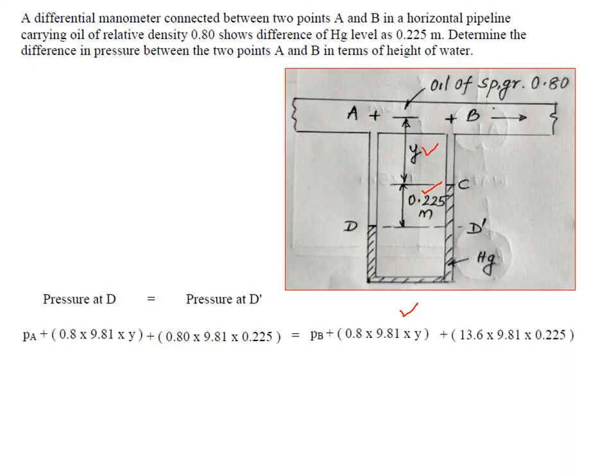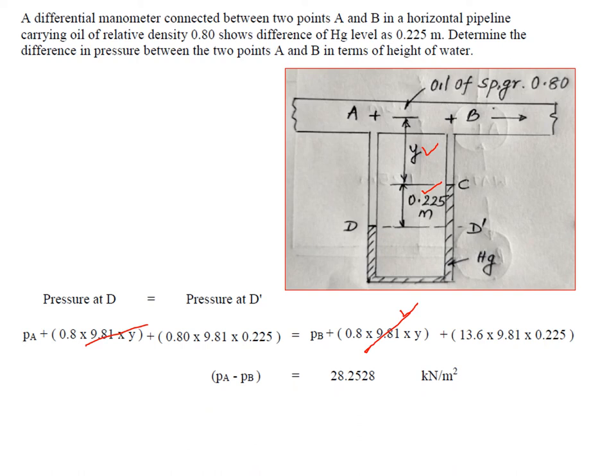Since this distance need not be given because it gets cancelled out. If there is the same liquid in both the limbs, it gets cancelled out. Therefore now the difference of pressure is to be determined. PA minus PB is asked, which comes to 28.25 kilonewton per meter square.